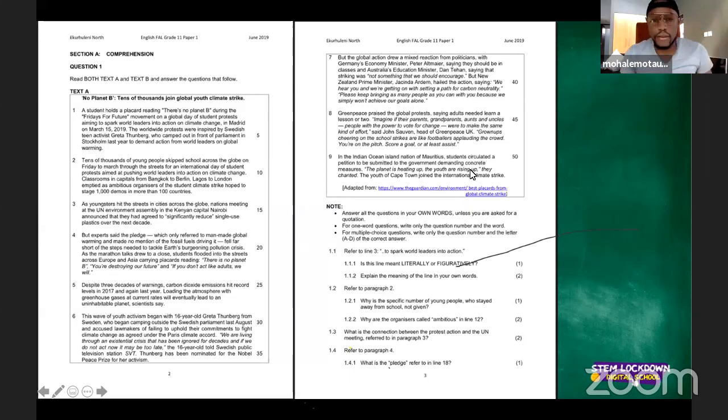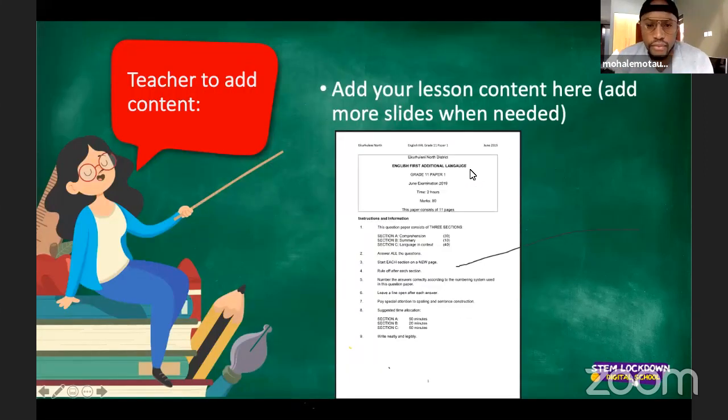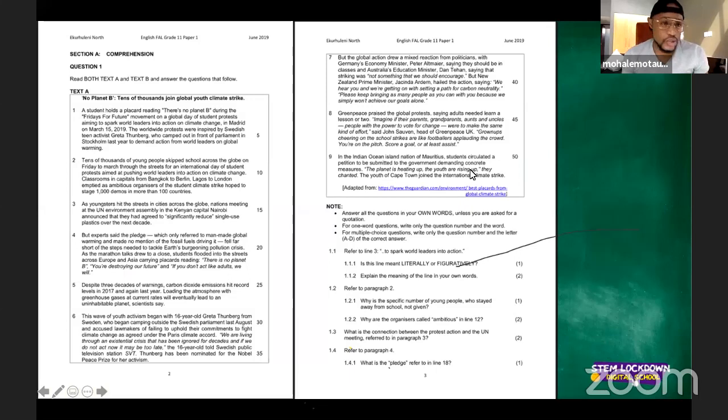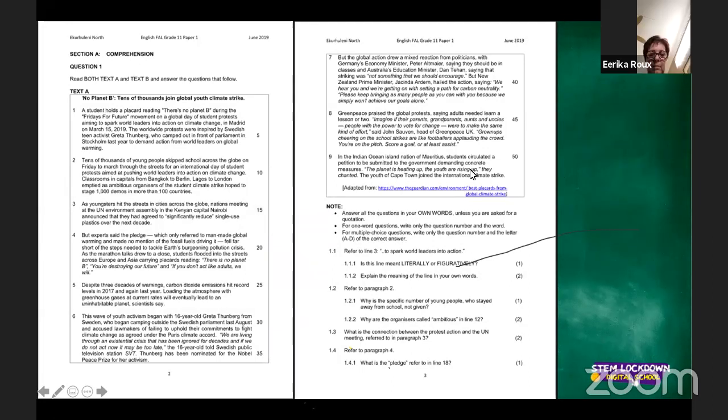Let's do an example. So I have the grade 11 paper, June examination from 2019. It says here, Section A, comprehension, 30 marks. Now we go to our text. Now I said step 1 is to what? Is to skim. So we look at the title first. It says, "No planet B, tens of thousands join global youth climate strike." Now, the first step that we're going to do is to skim. So we go to paragraph 1.